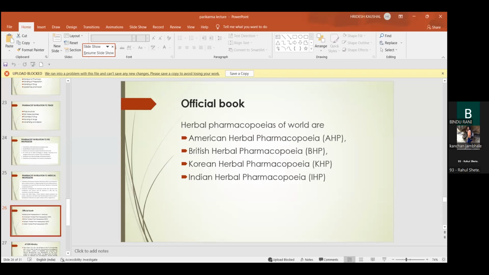So to give a good service, or to give this herbal product in a proper way, we have to follow the standards which are mentioned in different books all over the world. There are different pharmacopoeias. Everyone knows the meaning of pharmacopoeia. These pharmacopoeias, like American herbal pharmacopoeia, British herbal pharmacopoeia, Korean herbal pharmacopoeia, Indian herbal pharmacopoeia, are official books related to herbal medicines. We have to follow the procedures for preparation, evaluation and standardization mentioned in these official books, and perform according to that only.